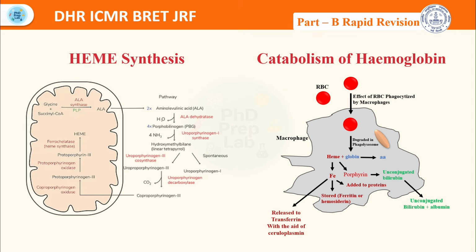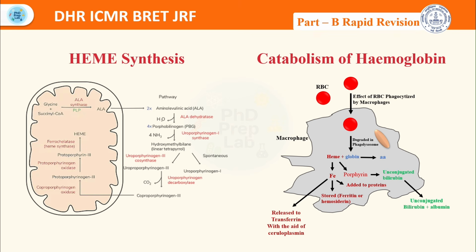Now we have catabolism of hemoglobin. So it says how the hemoglobin is broken down. It is broken down mainly in the reticuloendothelial system (RES), especially in the spleen. If I want to put it in simpler words, the site for catabolism of hemoglobin is the spleen, and also the liver and the bone marrow, where the old or damaged red blood cells are destroyed.